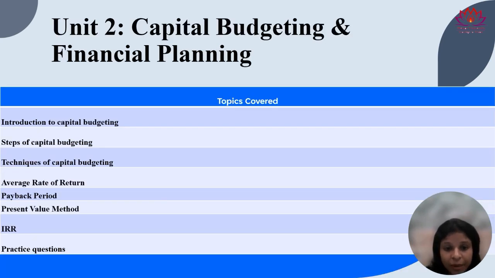Unit 2 is capital budgeting and financial planning. It includes the introduction to capital budgeting, the steps in capital budgeting, and the different techniques we will use for capital budgeting, such as average rate of return, payback period, present value method, and internal rate of return. After that, we will be doing some practice questions.